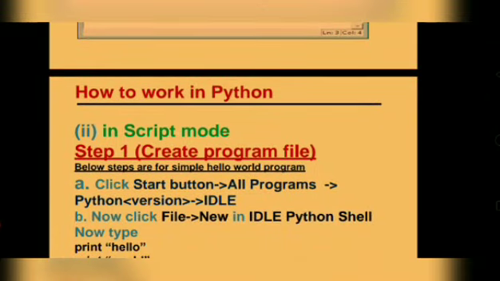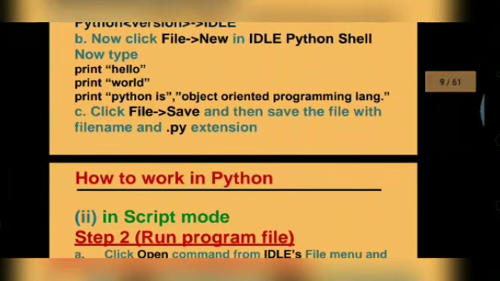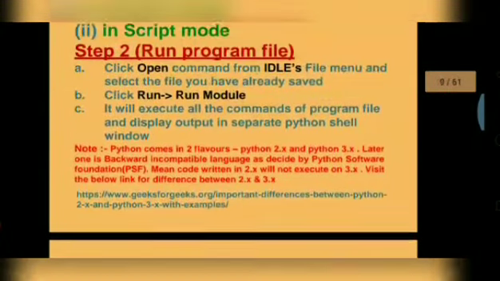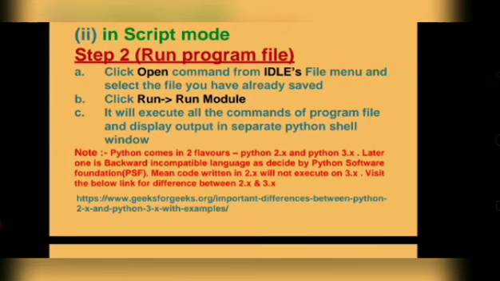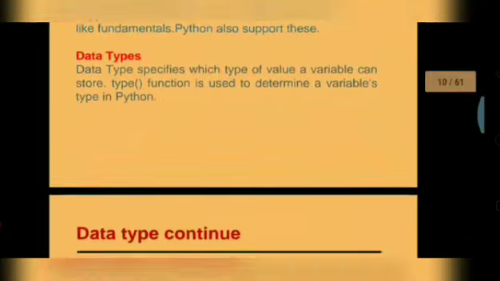Next is how to work in Python in script mode. As you are already aware how to open it, go to the File menu, then New, in IDLE shell. We have to write print hello, or you can also write print world, or print Python is. After that you have to save the file, and the extension you have to write is .py. So this is basically your script mode. Next is how to run a program. As you're aware, we have already done that. So this is the basic revision that you can see here.